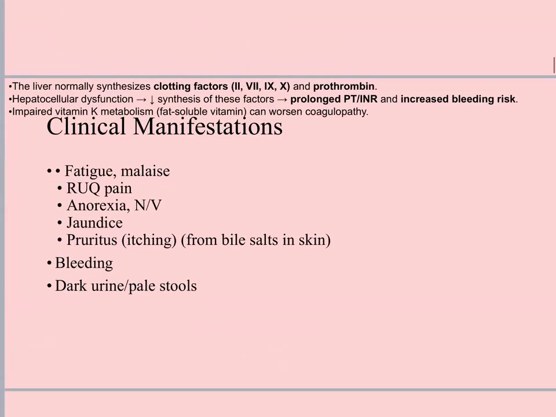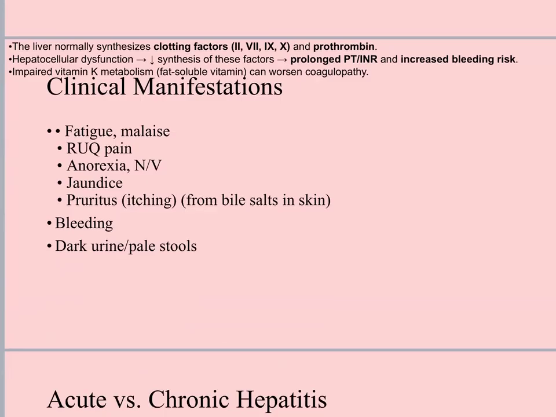So the liver also synthesizes clotting factors 2, 7, 9, and 10, and prothrombin. When there is dysfunction in the cells of the liver, the hepatocytes, they can't synthesize these, and that is going to increase bleeding risk. So that is why we check a prothrombin time, a PT/INR. That's a reflection of telling us how long somebody's blood takes to clot.